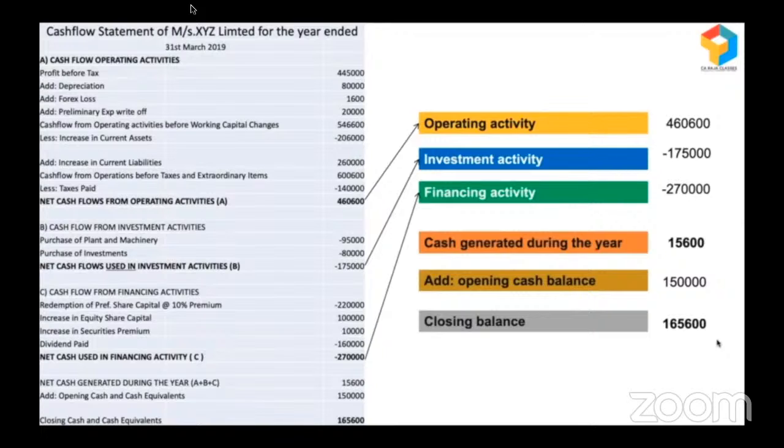Look at their investment activities. Is it positive or negative? Positive means they are disposing of their investments. They are getting some money out of investments. If they are disposing of their investments, if they are selling their investments, what assets are they selling?